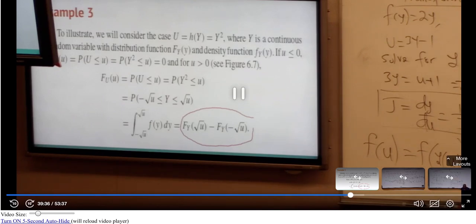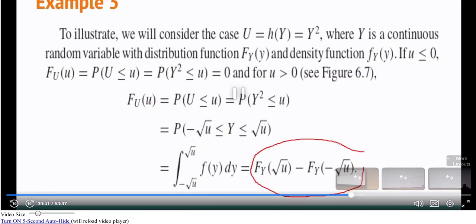Now if I have this, there's still something more to do. I'm going to rewrite my CDF as this. Then I need to differentiate. I want to differentiate this now. Because what am I looking for? I'm looking for f of u, a lowercase f of u. But right now, I got an uppercase F of u.